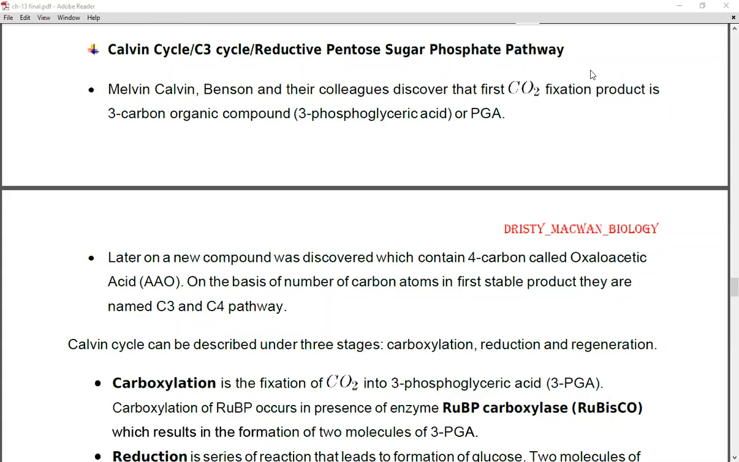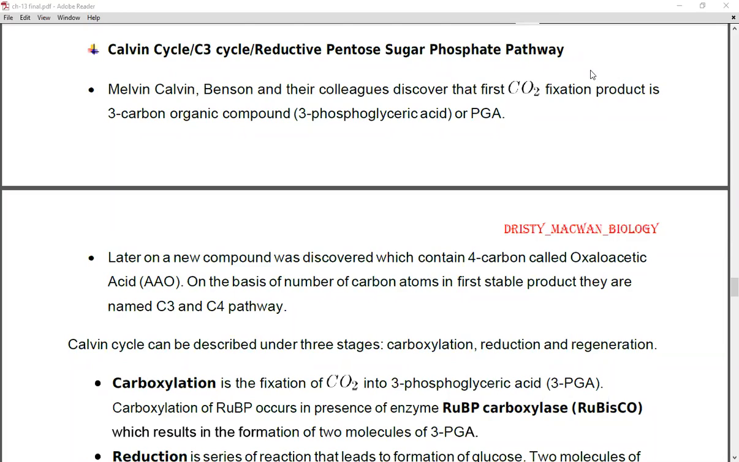Now, what Melvin Calvin, Benson and their colleagues discovered is that the first CO2 fixation product is a 3-carbon organic compound, right? And that is 3-phosphoglyceric acid, or we can simply say PGA, right? So as the first carbon fixation product was a 3-carbon compound, for this reason this cycle is also known as the C3 cycle. But later on, what happened?